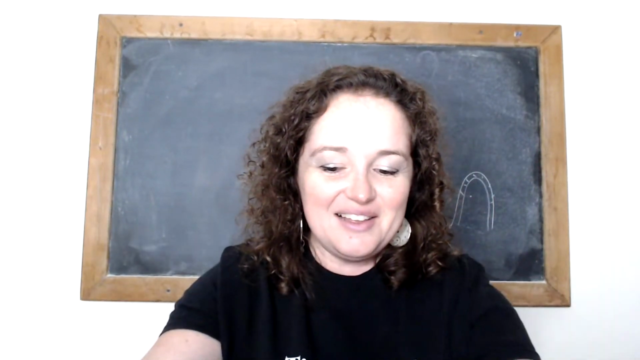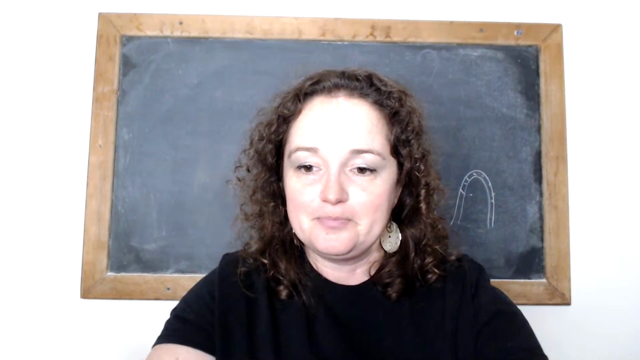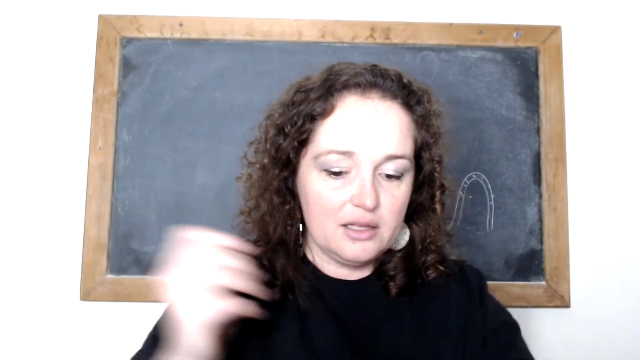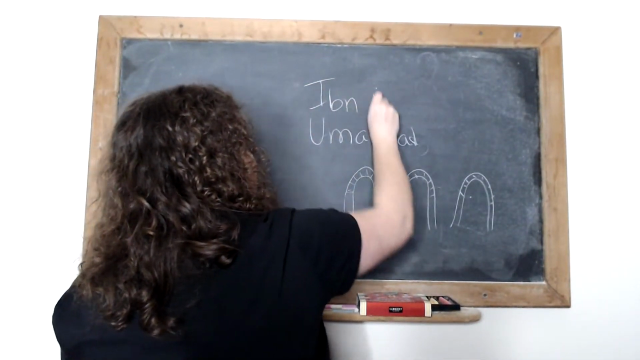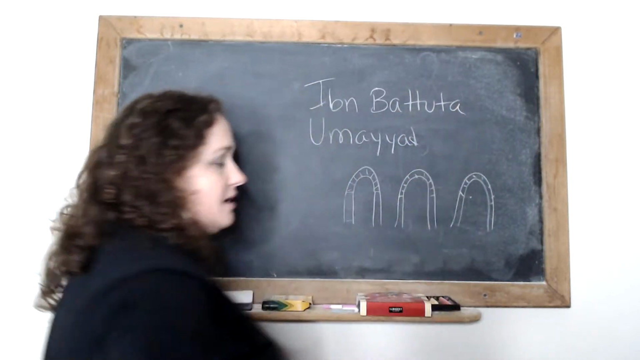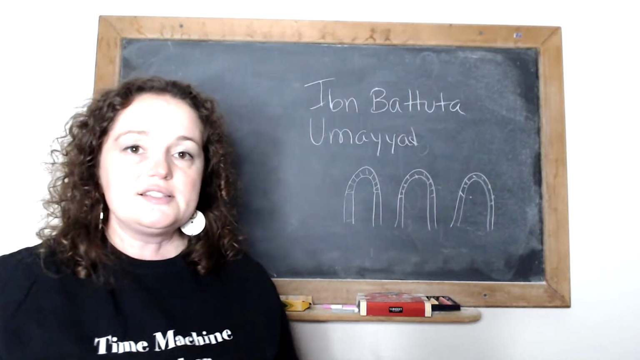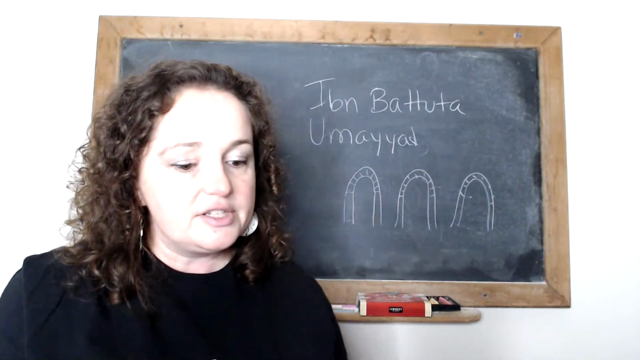Okay. So also at this time, we have the world's largest library in Cordoba, Spain. We talked about Ibn Battuta. He is the Islamic traveler. He travels throughout Dar al Islam and keeps a journal. So you may see some of that on the final exam.